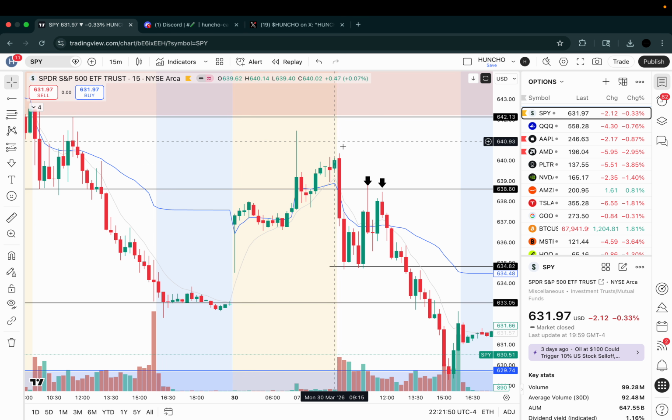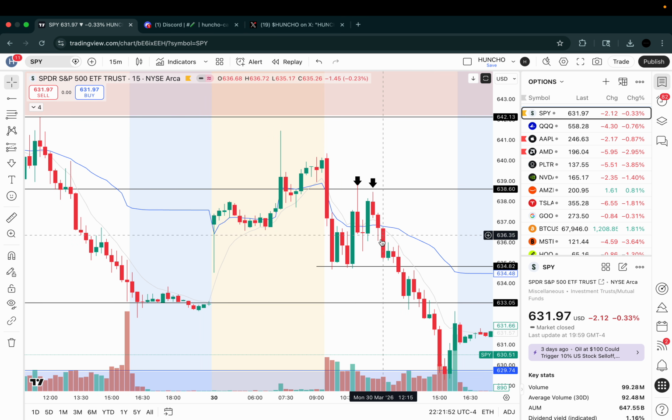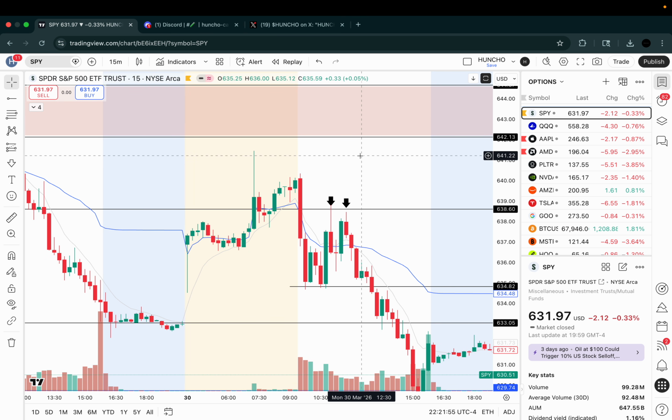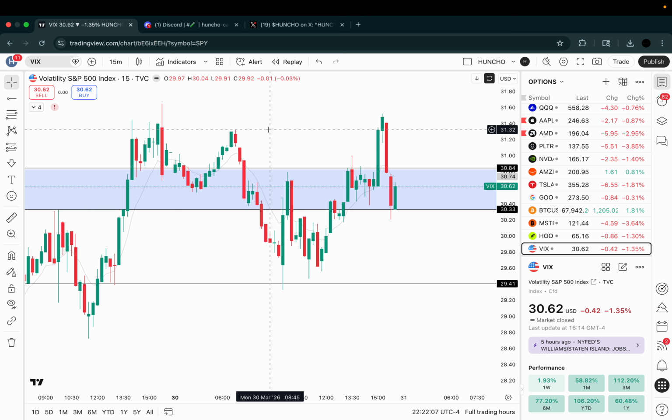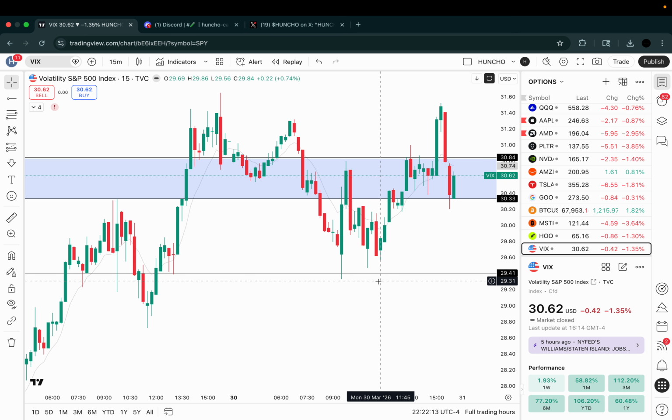These are playgrounds, different playgrounds for me. And while we're within them, I'm going to play according to how it's setting up within the range. Also, my big indicator, the VIX. We were above 29.41. That was an important, key, pivotal bar.